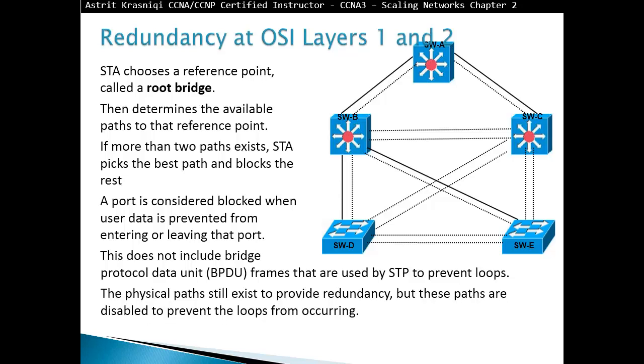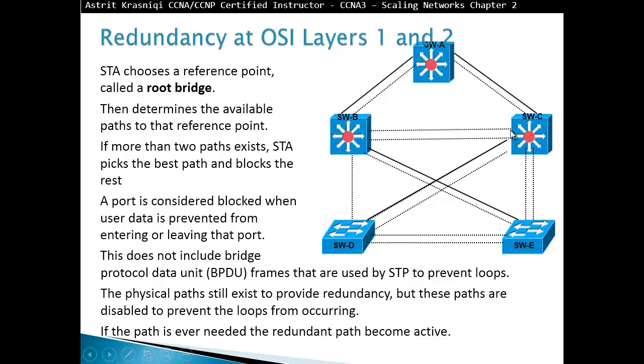The physical path still exists to provide redundancy, but these paths are disabled to prevent the loop from occurring. We still have these connections, but they are disabled to prevent loops. If the path is ever needed, the redundant path becomes active. Imagine this path is active at the moment, but it goes away. Then we select a new path to the destination, to the root bridge.